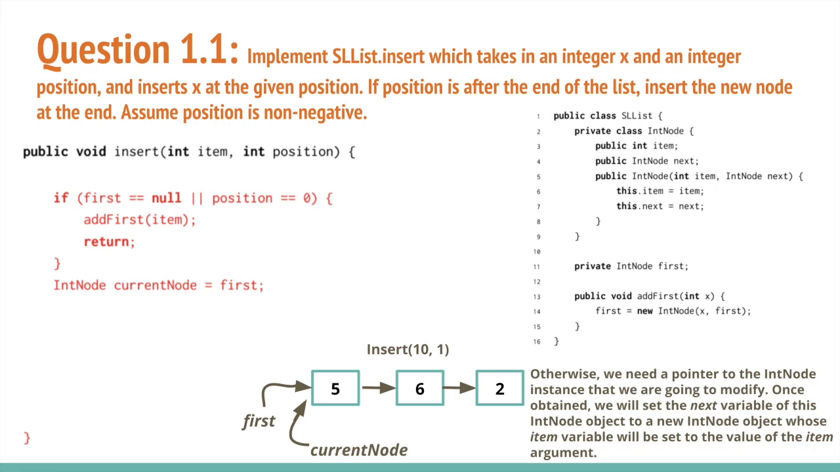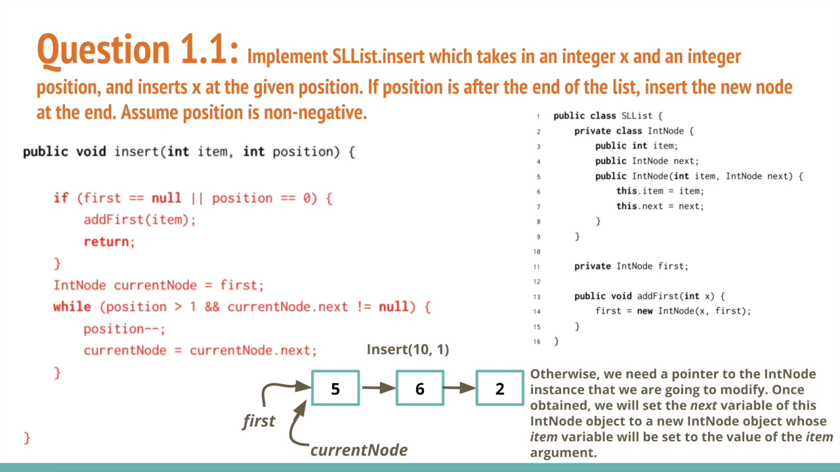This can be achieved through a simple while loop. So here we have while position is greater than 1 and currentNode.next is not equal to null, we're going to decrement the position, and then we're going to set currentNode to currentNode.next. In our example, currentNode would not be changed since position is equal to 1.